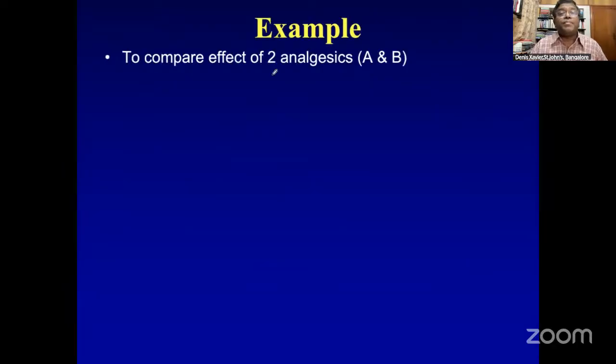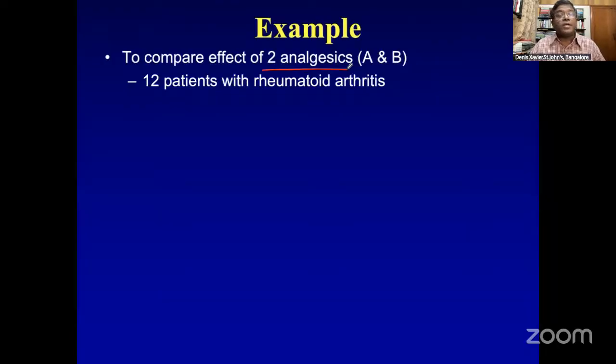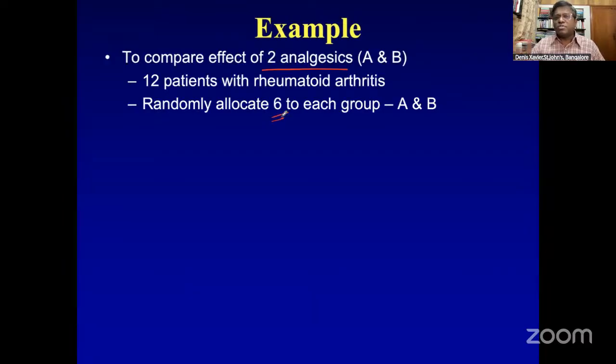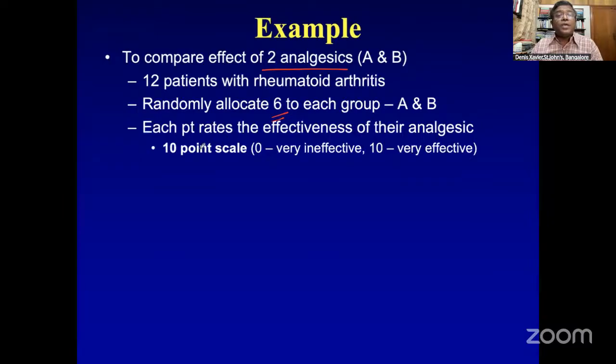Let's take an example. I have two analgesics, A and B, two types of analgesics, and I have 12 patients with rheumatoid arthritis. I'm going to randomly allocate 6 to each of the groups. It's a small sample size. I'm deliberately giving small numbers so that we can understand the calculations. Now, each patient rates the effectiveness of their analgesic, 0 being totally ineffective and 10 totally effective. Okay, 0, no effect at all, 10, perfect, pain totally disappeared.